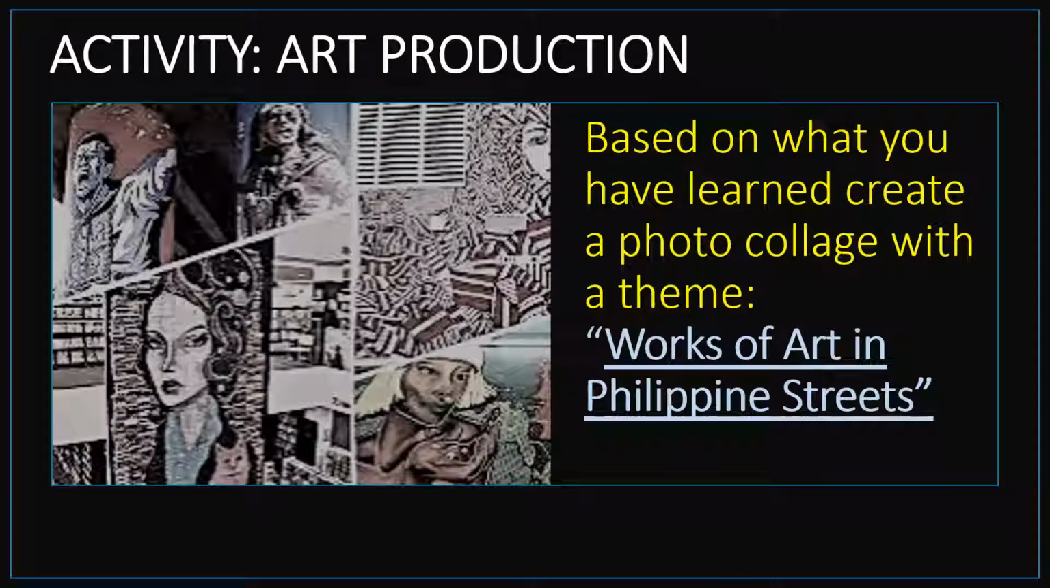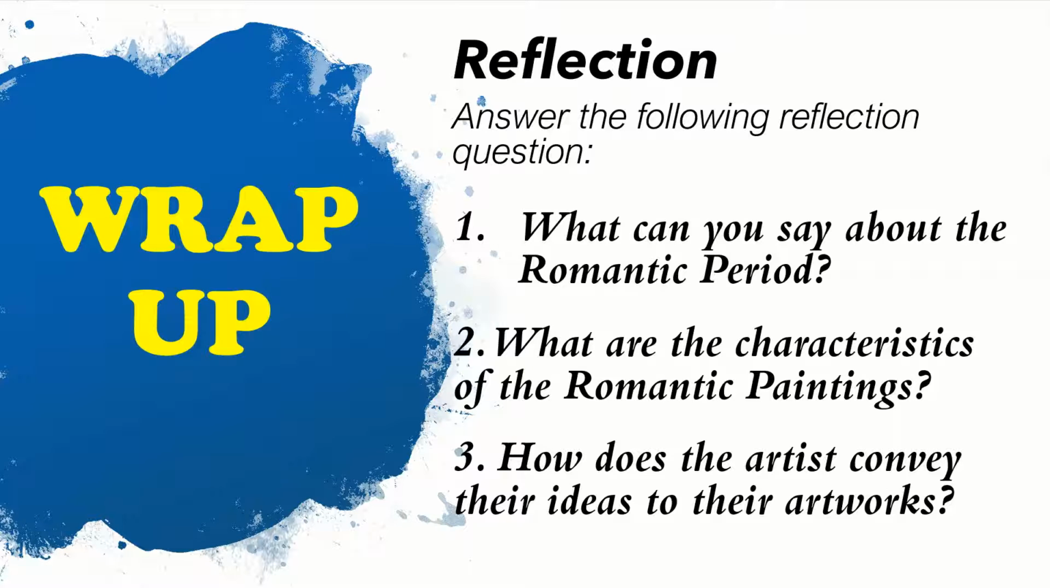Let's now move on to our next activity. For your wrap-up activity, let's have a reflection on the lesson discussed today by answering the following questions. 1. What can you say about the Romantic period? What are the characteristics of Romantic paintings? How does the artist convey their ideas in their artworks?